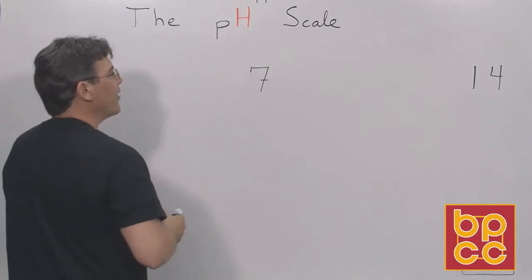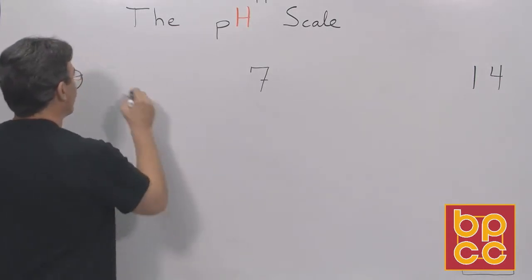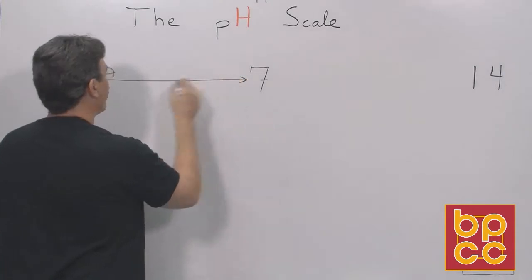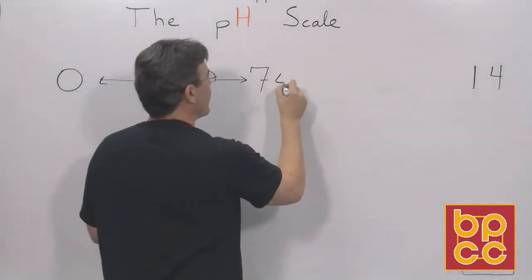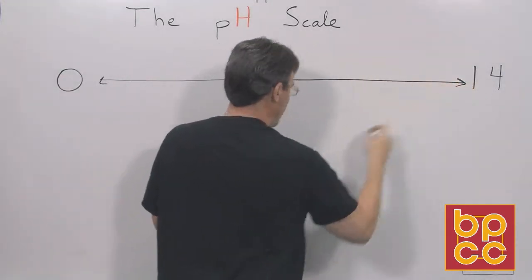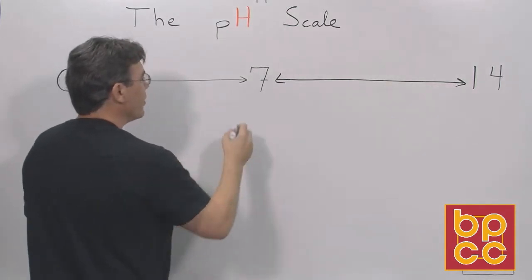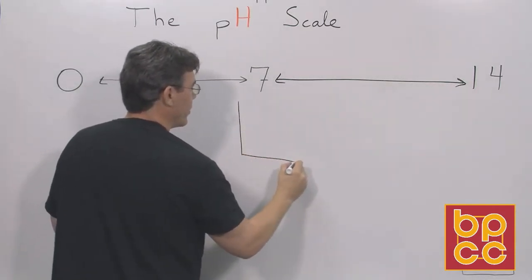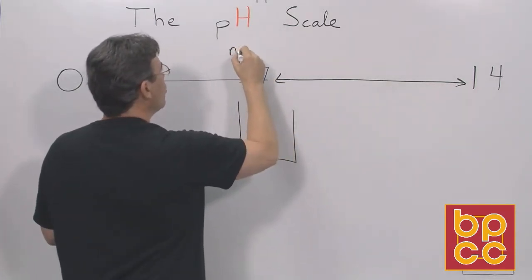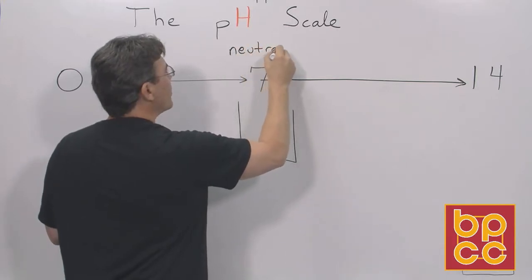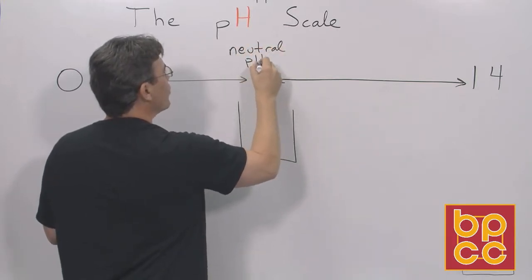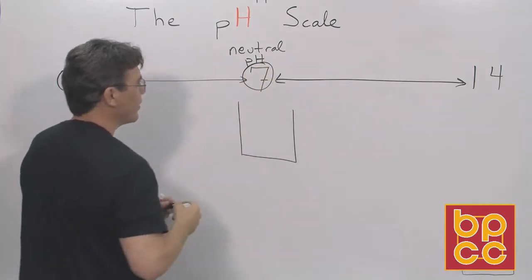And at pH 7, let's kind of draw a scale here. So from 0 to 7, and then from 7 up to 14. At pH 7, what we have is called neutral, or kind of halfway pH. Okay, this is neutral pH at pH 7.